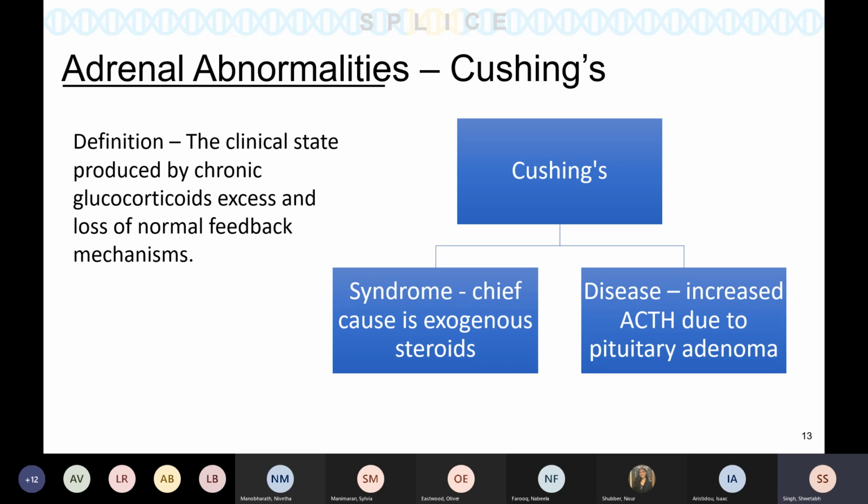Cushing's disease is something more tailored towards the pituitary gland and misfunction of the pituitary gland. Essentially, it's an increased ACTH due to a pituitary adenoma. So the pituitary adenoma is pumping out all this ACTH, which is affecting the adrenal glands to produce more glucocorticoids and mineralocorticoids. Okay, next slide.